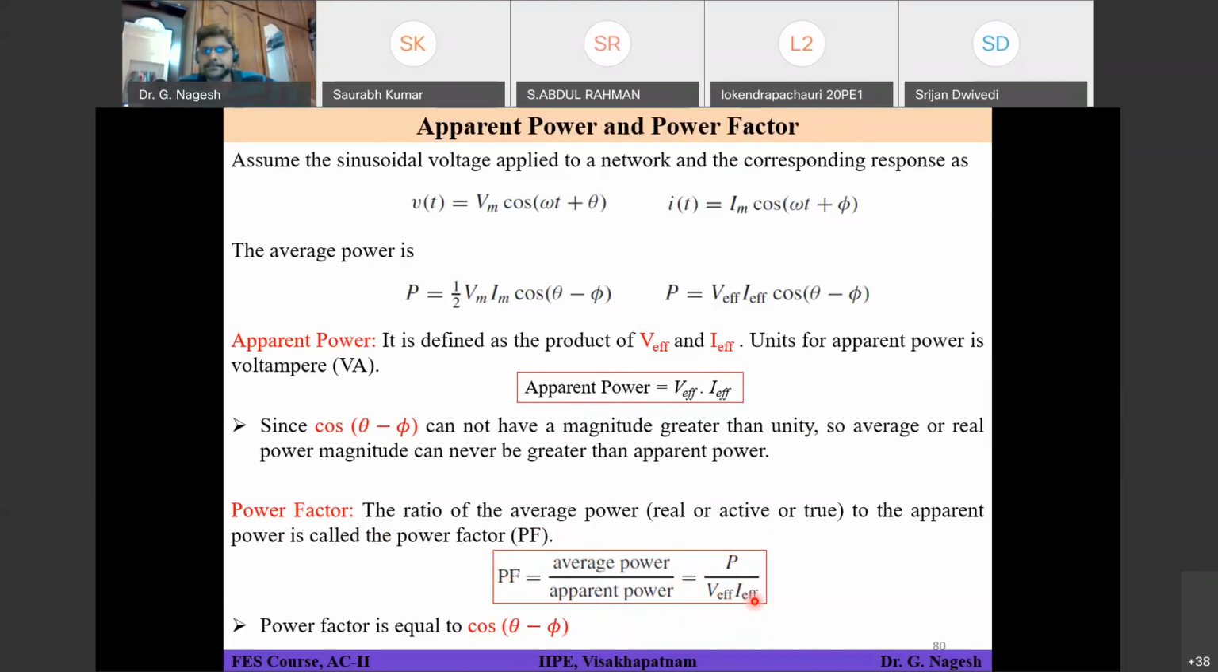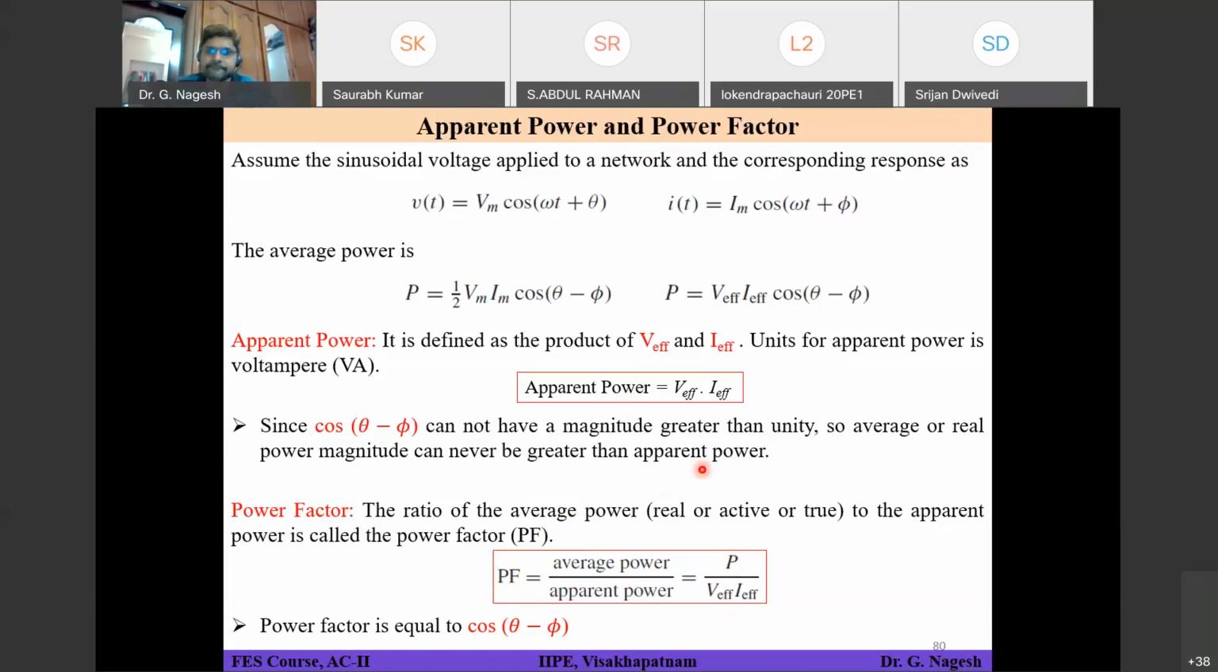Different terminologies are there for average power, and all mean the same. Average power, real power, true power, or active power are all the same. You can call it real power, active power, true power, or average power. And power factor is equal to average power divided by apparent power, given as cos of theta minus phi for the considered voltage and current. Is it clear to everyone?